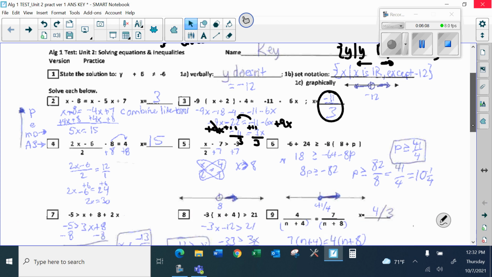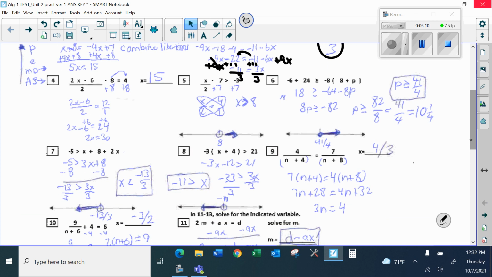Okay, number 4. First step, we're doing reverse PEMDAS here. Add or subtract. Add the 8 across. Okay, now I got 2x minus 6 over 2 equals 12. Remember, that's a fraction, so I'm going to write the right side as a fraction. And then I can just cross multiply, set equal to each other. So I have 2x minus 6 times 1, okay, is 2x minus 6. And then 2 times 12 is 24. Reverse PEMDAS, add the 6 across, and I get 2x equals 30. And last step, divide by 2, and I get 15.